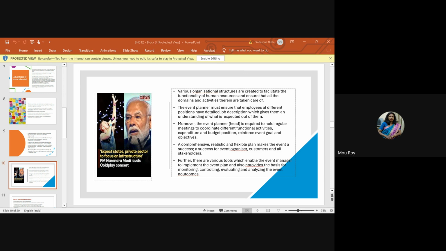So that is what they have shown. We should expect states and the private sector to focus on infrastructure. We should have a lot of infrastructure involved in it. Prime Minister Narendra Modi at the Coldplay concert. He's so happy, and I'll show you a video on that also. So you'll come to know, this event took place over 5 days in India, 3 days in Mumbai, and 2 days in Gujarat. The name of the place is Ahmedabad. Once you see the video, then you'll come to know.